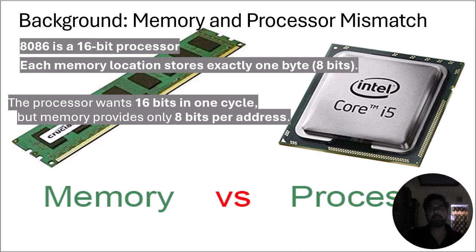Before defining memory banking, let us recall two basic facts. The 8086 is a 16-bit processor, meaning it can process 16 bits of data at a time. Each memory location stores exactly 1 byte, that is 8 bits. This immediately creates a mismatch. The processor wants 16 bits in one cycle, but memory provides only 8 bits per address. This mismatch is the root cause for memory banking.